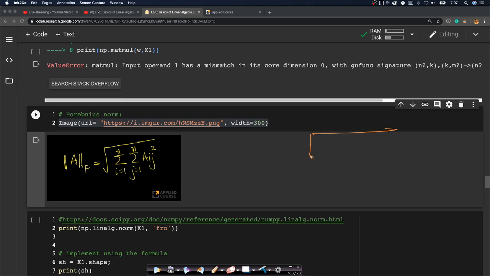Given a vector, look at this. If I'm given a vector, what do we do? We square each of the elements. Right? We sum up everything and we take the square root. Basically, that's what is your L2 norm, right? That's what is your L2 norm.